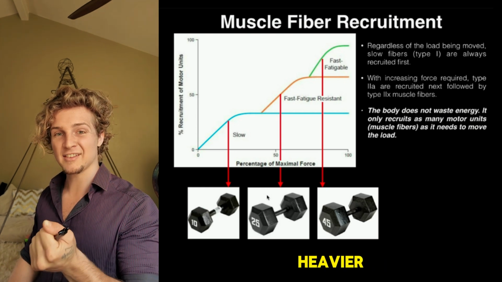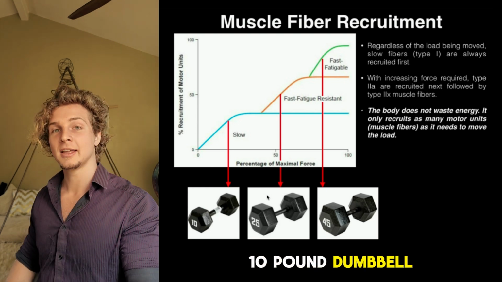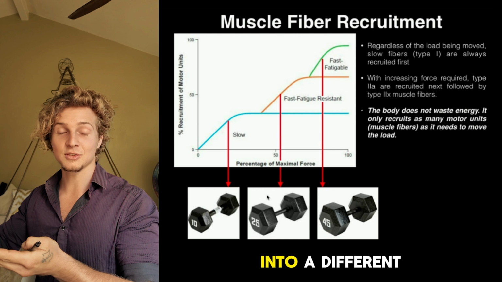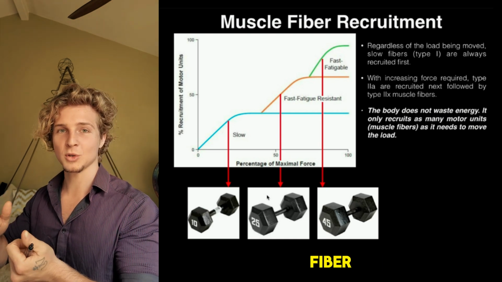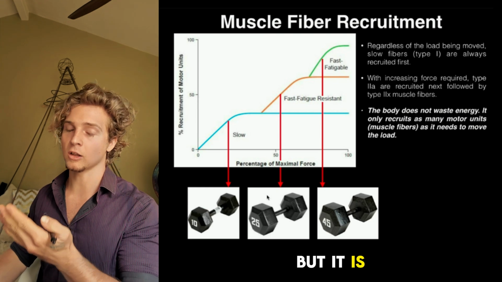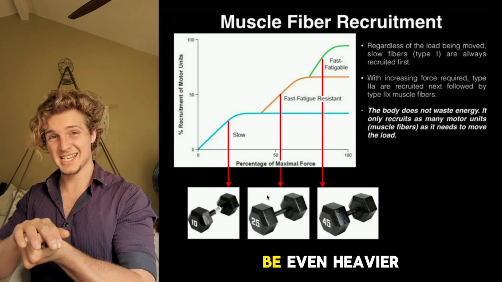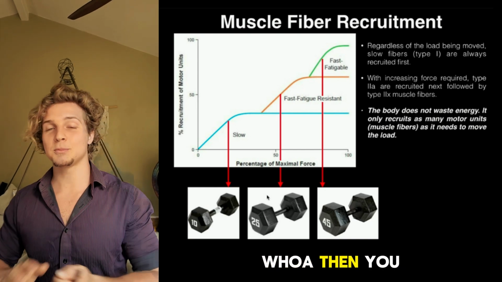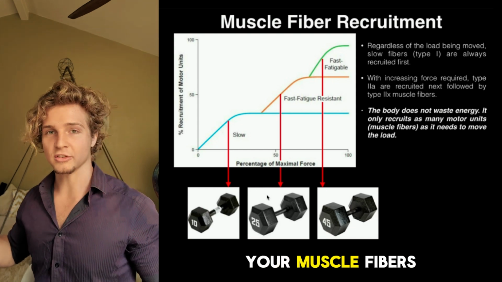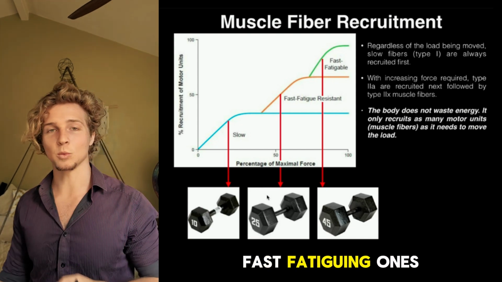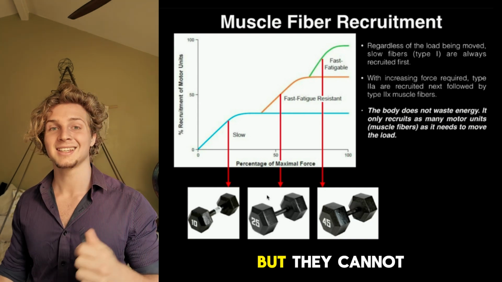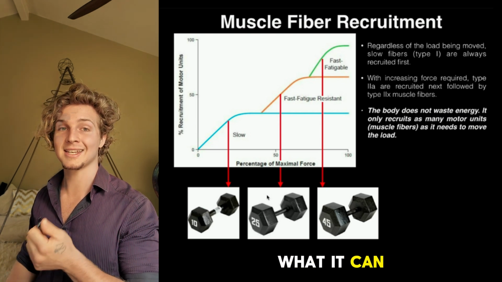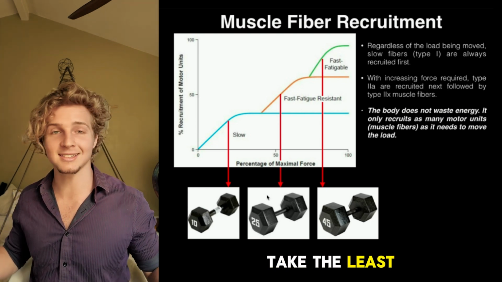If you were to make that a little bit heavier, and this was now like a 10-pound dumbbell, then you might go up, up, up, and this is actually activating the next threshold into a different type of muscle fiber, type 2 muscle fiber, which fatigues quite a bit faster, but it is a lot stronger. And then if this was to be even heavier, you had a 50-pound dumbbell, you're holding it, whoa, then you would probably need to activate almost all of your muscle fibers, but especially the fast fatiguing ones that are very, very strong. But they cannot recover very fast. They're quite expensive. Your body's efficient. It does what it can with the muscle fibers that would take the least effort.